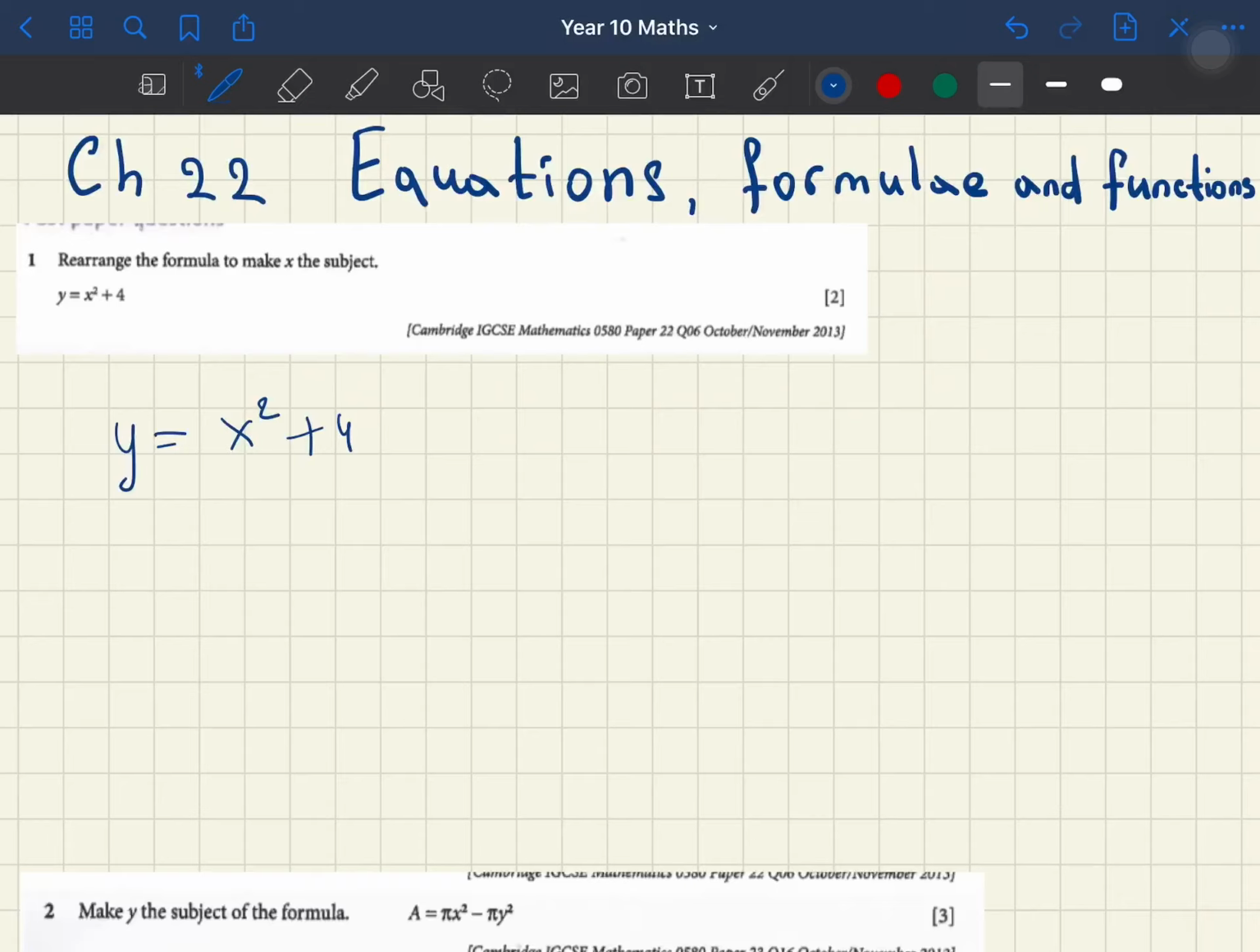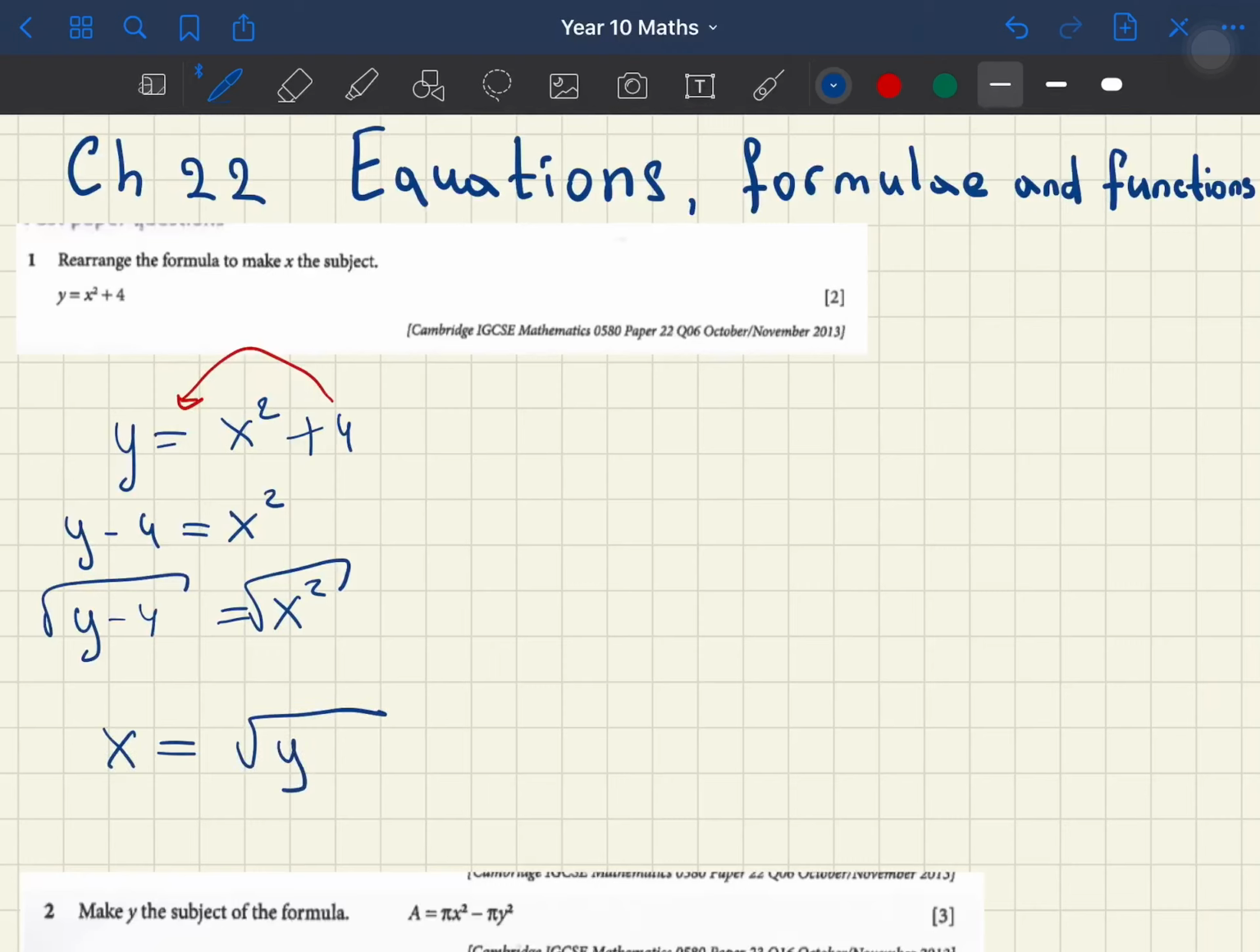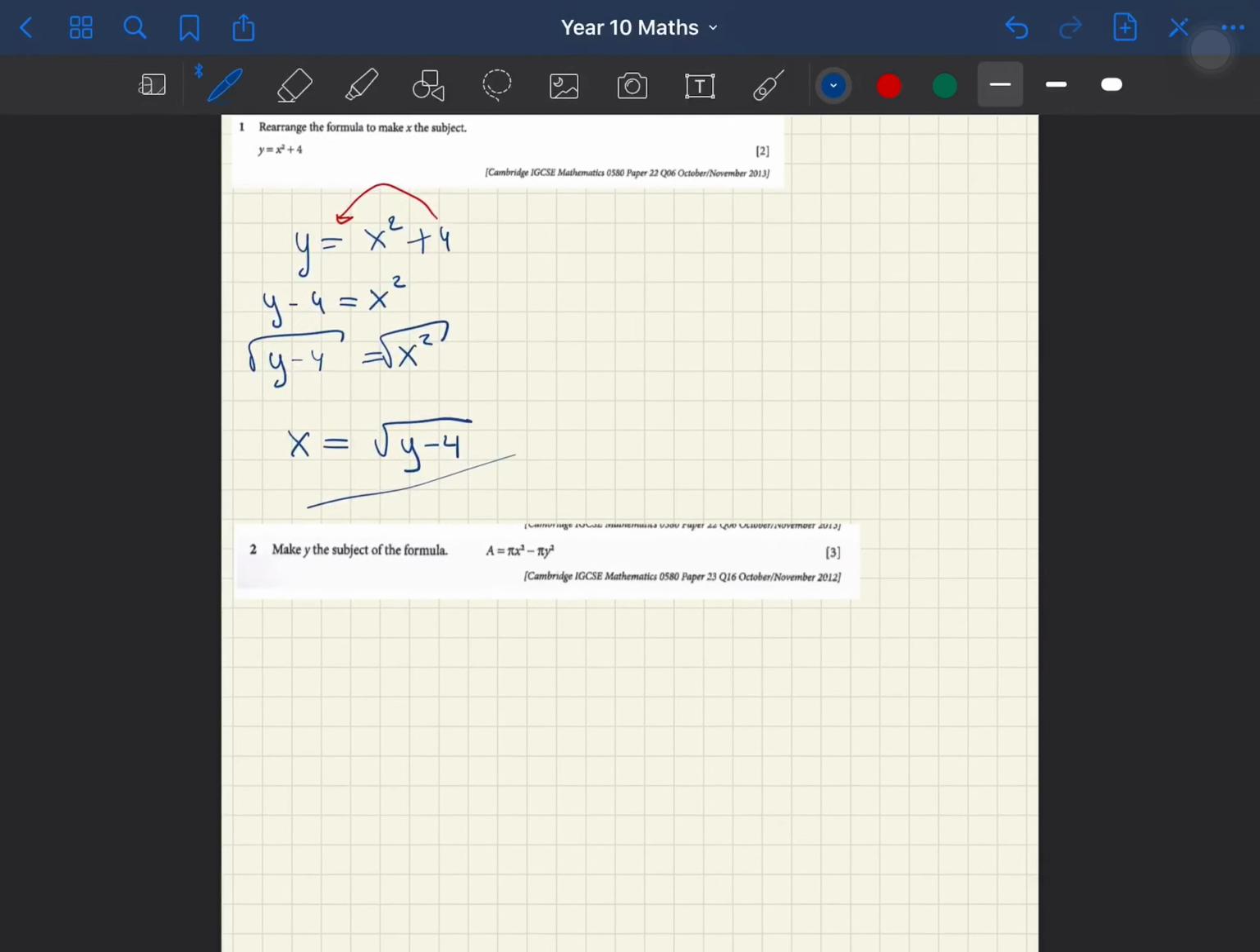Y equals x squared plus 4. Let's rearrange it. So first we take 4 to the other side. We get y minus 4 equals x squared. And then we have to get rid of the square. So we know how to do this. We have to take a square root from both sides. Like this. So x is equal to square root of y minus 4, and that's the answer to this question.